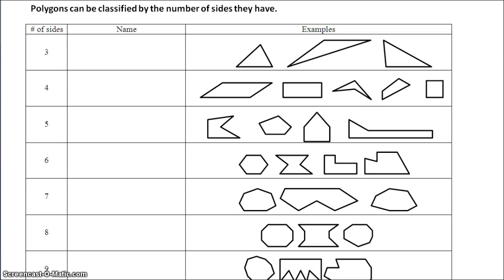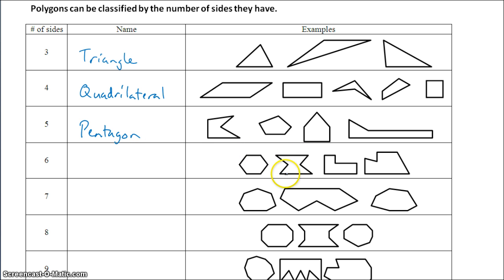Let's look at the ways we can classify polygons. The first way to classify polygons is based on the number of sides. If a polygon has 3 sides, then that polygon is classified as a triangle. If a polygon has 4 sides, 1, 2, 3, 4, it's classified as a quadrilateral. If a polygon has 5 sides, it's classified as a pentagon.